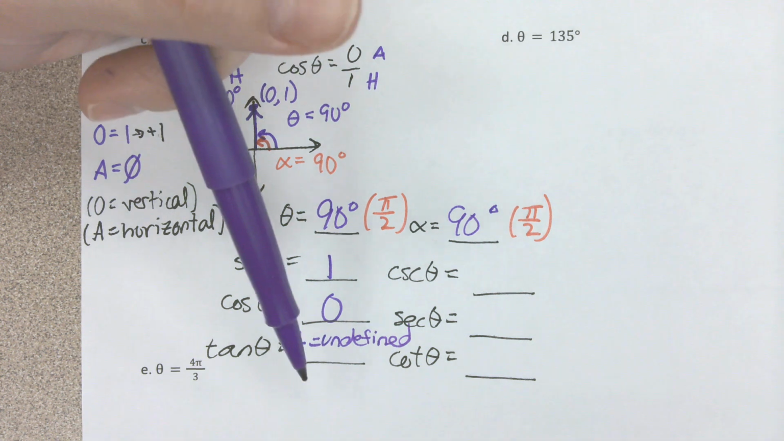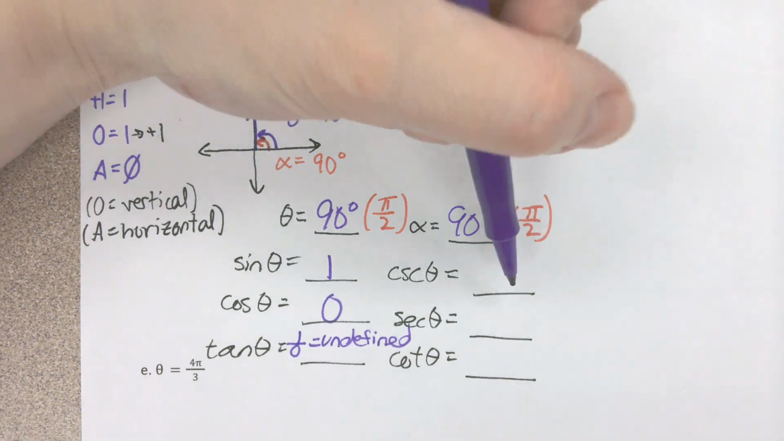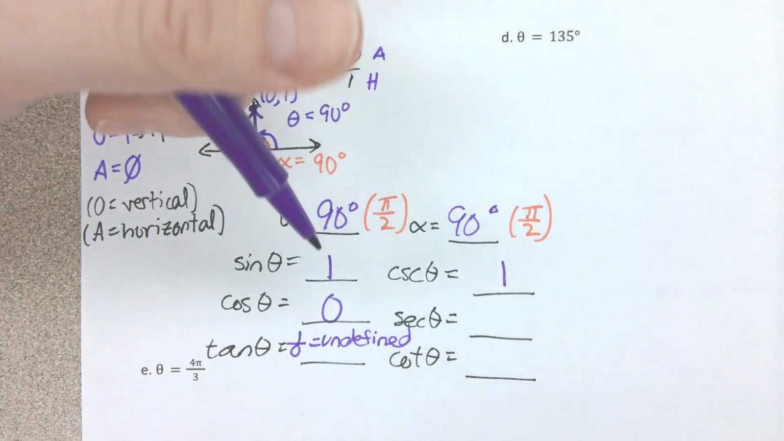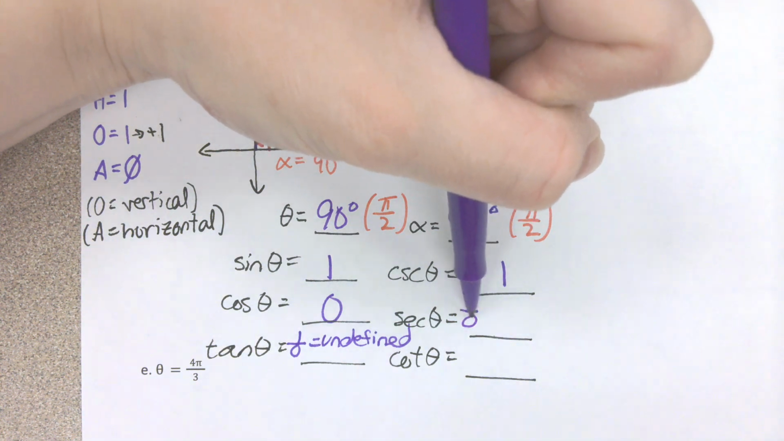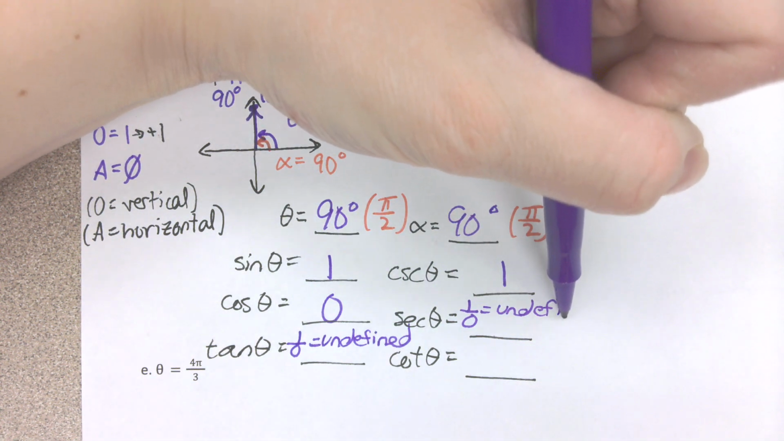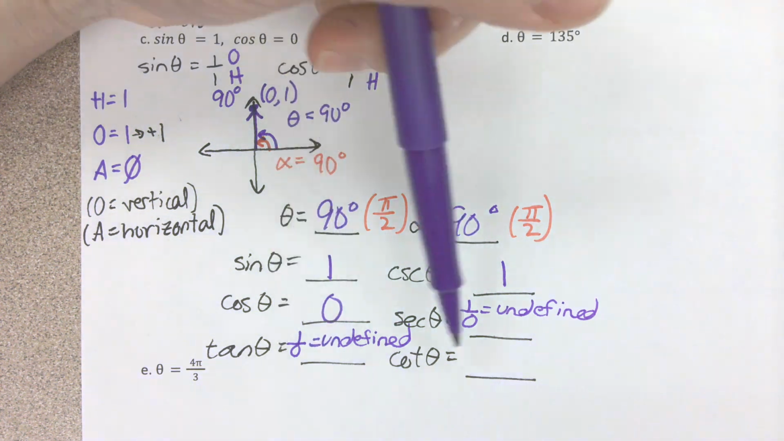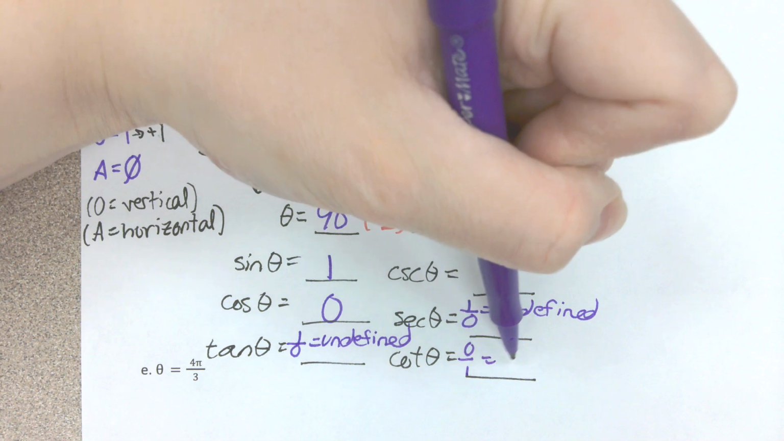If you forget that, you can always put that in your calculator. You'll get an error message. Hopefully you know that means undefined. Reciprocals. Reciprocal of 1 is 1. Reciprocal of 0, remember 0 is 0 over 1. So if I flip it, I'll get 1 over 0, which again is undefined. And lastly, the reciprocal of undefined, 1 over 0, is 0 over 1, which is just 0.